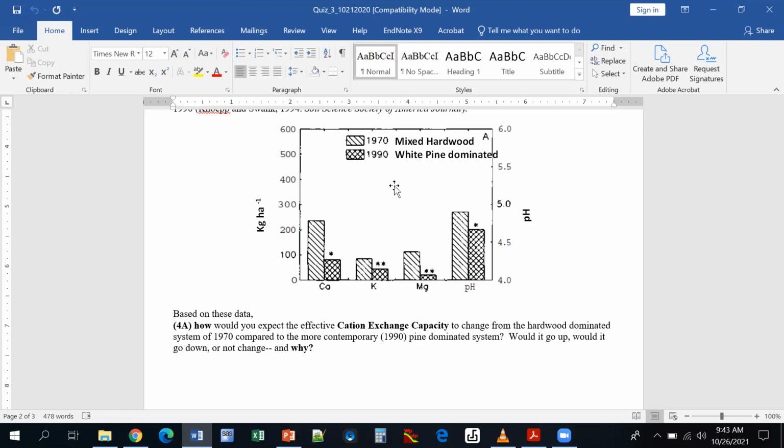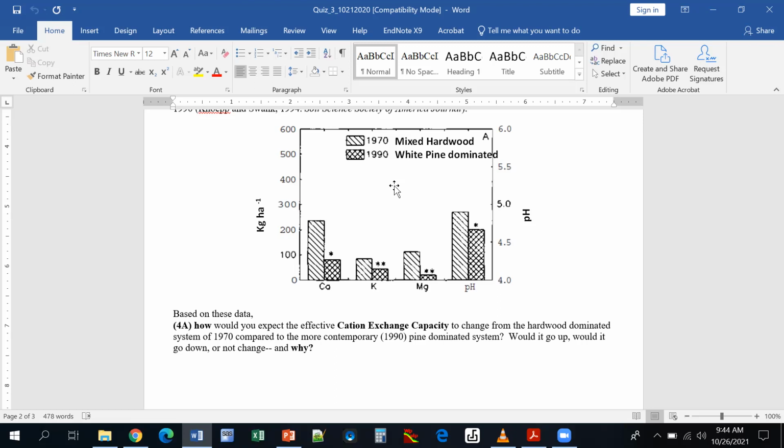Did they add a bunch of clay to the soil? Did this management activity releasing the white pine magically rain a bunch of 2-to-1 clay onto the soil? No, what do you, Increase organic matter. It increased the organic matter, which again, I keep telling you is the answer to everything.